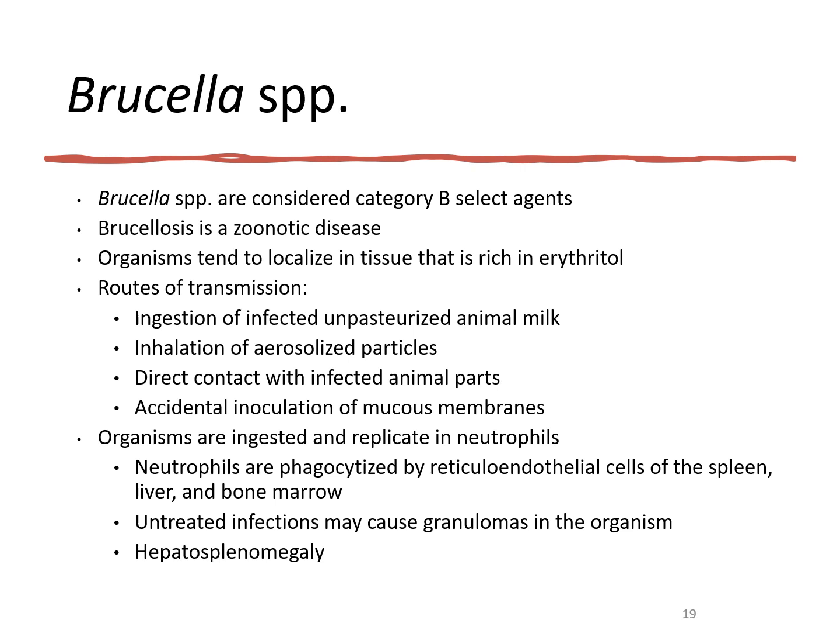These organisms are actually ingested by the neutrophils, and once they're in there, they replicate inside those neutrophils, and then they are released from those neutrophils, which could be through destruction of the neutrophil itself. And so if these infections are left untreated, then they can cause granulomas in different organs, and they can also cause hepatosplenomegaly.